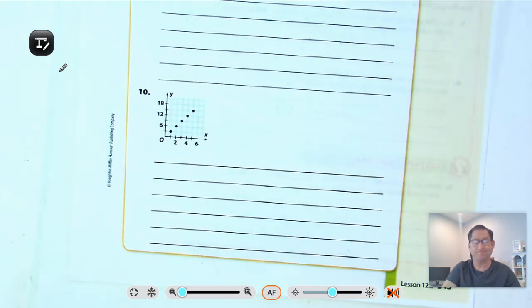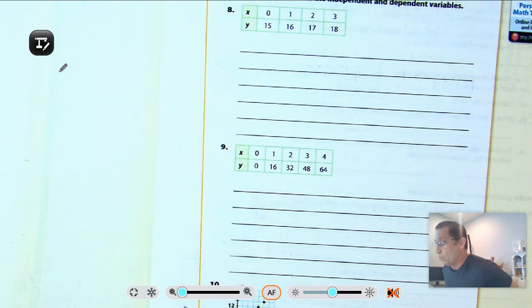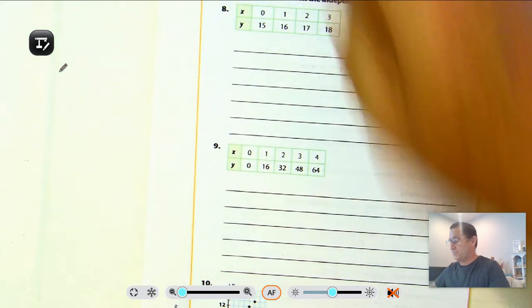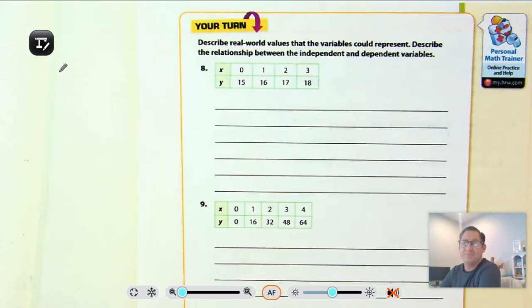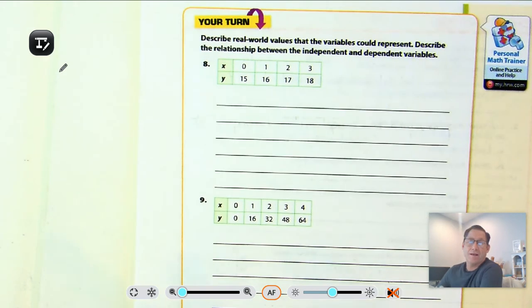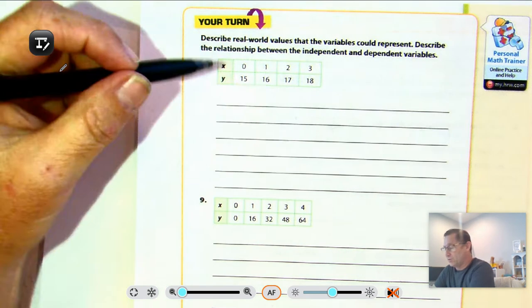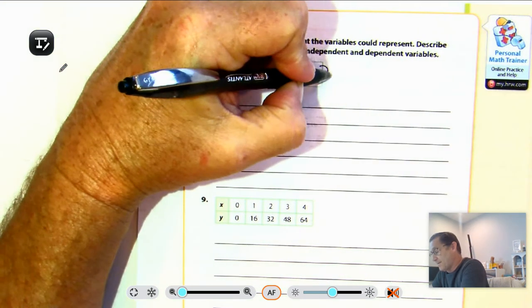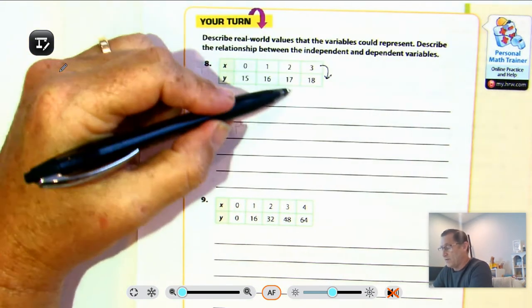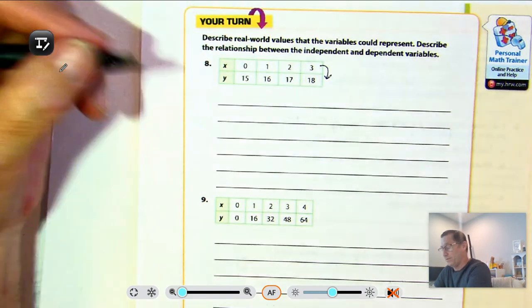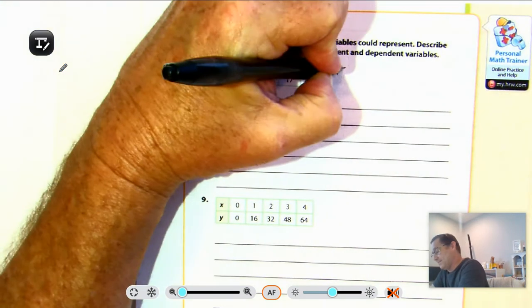Number eight. Describe real-world values that the variables could represent. Describe the relationship between the independent and dependent variables. So here it looks like y is always 15 more than x.